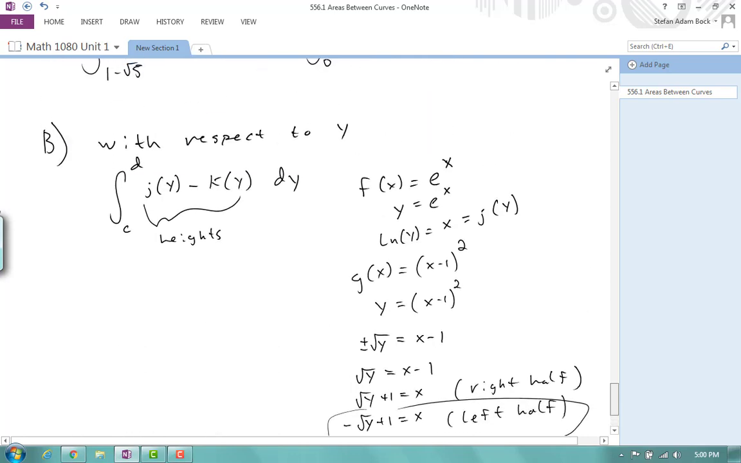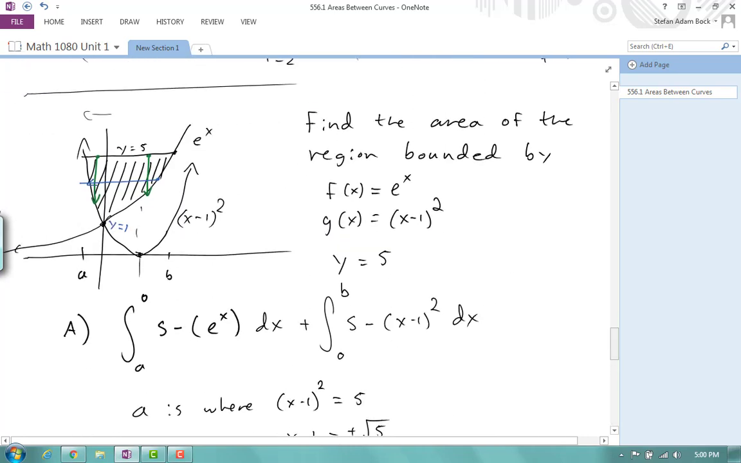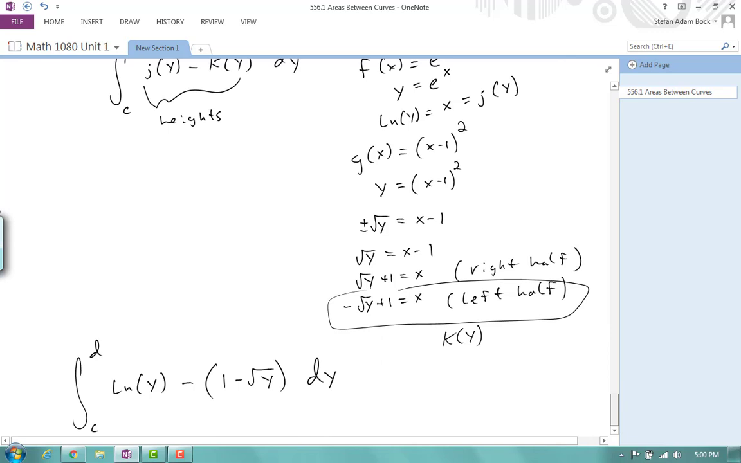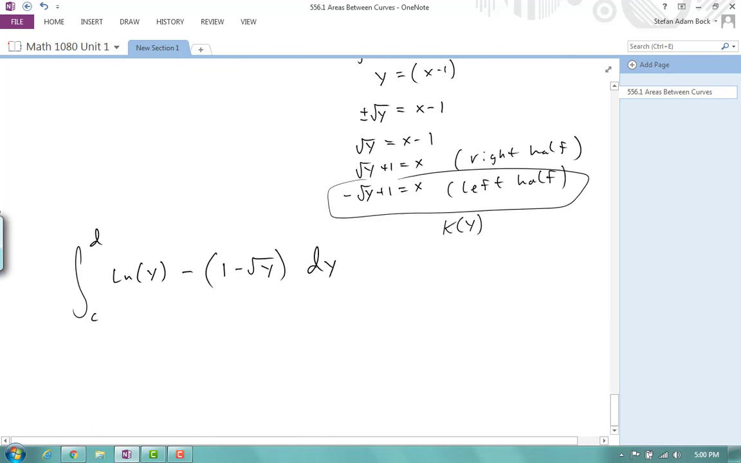So back up to the picture. My lower y bound is down here at y equals 1, and my upper y bound is up here at y equals 5. So what I'll do is just rewrite the integral, because my y values start at 1 and they end at 5. I'll have the integral of the natural log of y minus 1 minus the square root of y, dy.